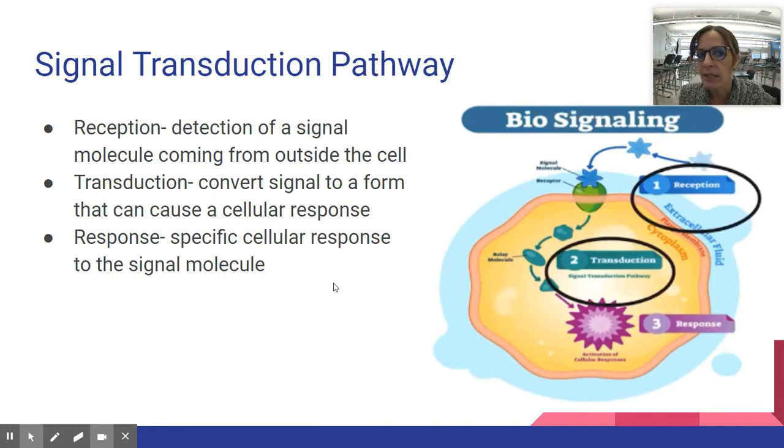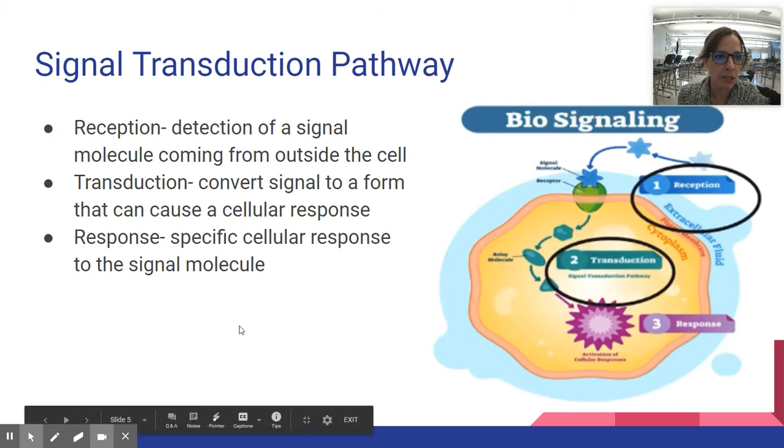So how do these chemicals actually cause a response? And that's what's called the signal transduction pathway. So in the next couple of slides, I'm going to put up some pictures, and I would recommend that you pause the video and draw and label the pictures.